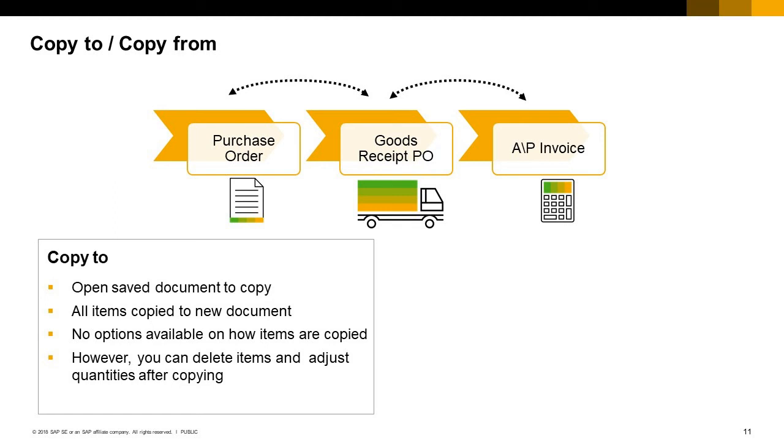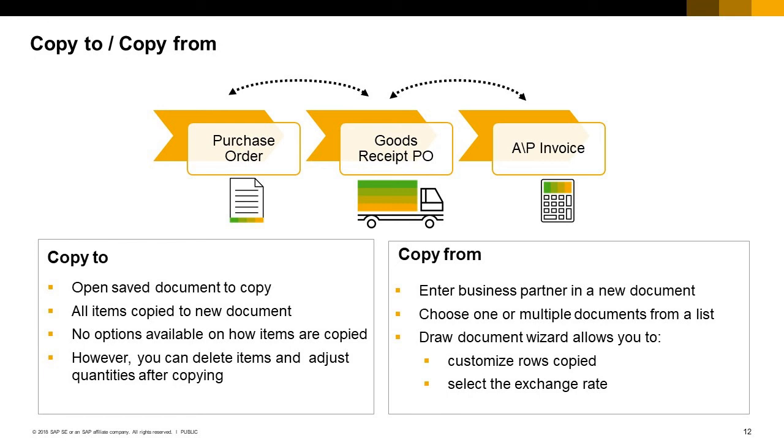The original document is called a base document, the document you create from it is called a target document. Building one document from another saves time and effort. It also reduces the possibility of errors. When you use the Copy to function, all items are copied to the new document. No options are available on how items are copied. However, you can delete items and adjust quantities after copying.